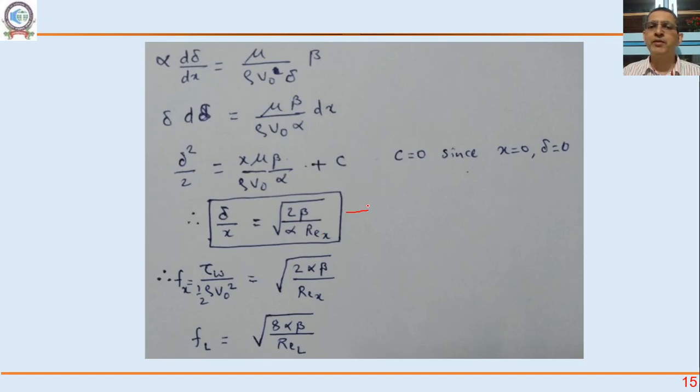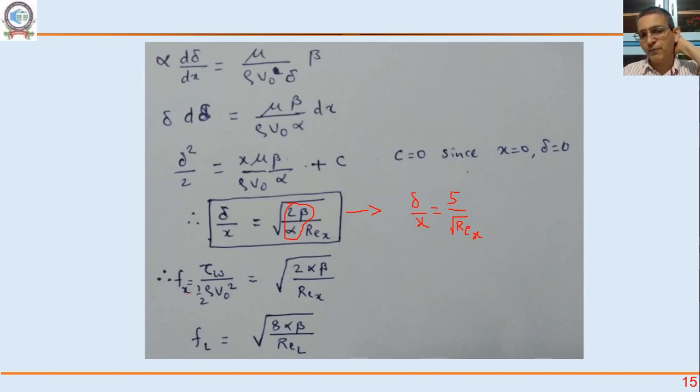Remember the Blasius solution. Blasius solution was delta by x was 5 by square root Rex. That was experimentally observed by Blasius. We are getting the same result now, but based on momentum balance. Only thing we do not know is what is the value of this 2 beta by alpha.